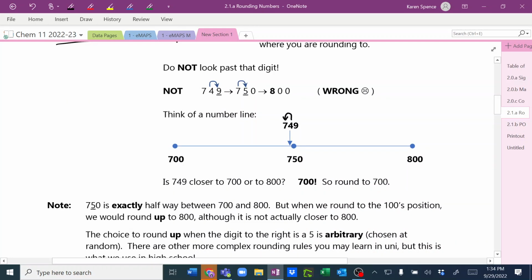Now, 750 is exactly halfway, so if we had 750, we would round it up, because we're going with the simplest rule possible for rounding, which is if you have a 5, you round up. If you go to university, they'll say if you have a 5 and nothing afterwards, like 5 with just zeros after it, you will round to the even digit. Yes, but we're not doing that, so just pretend I didn't say that.